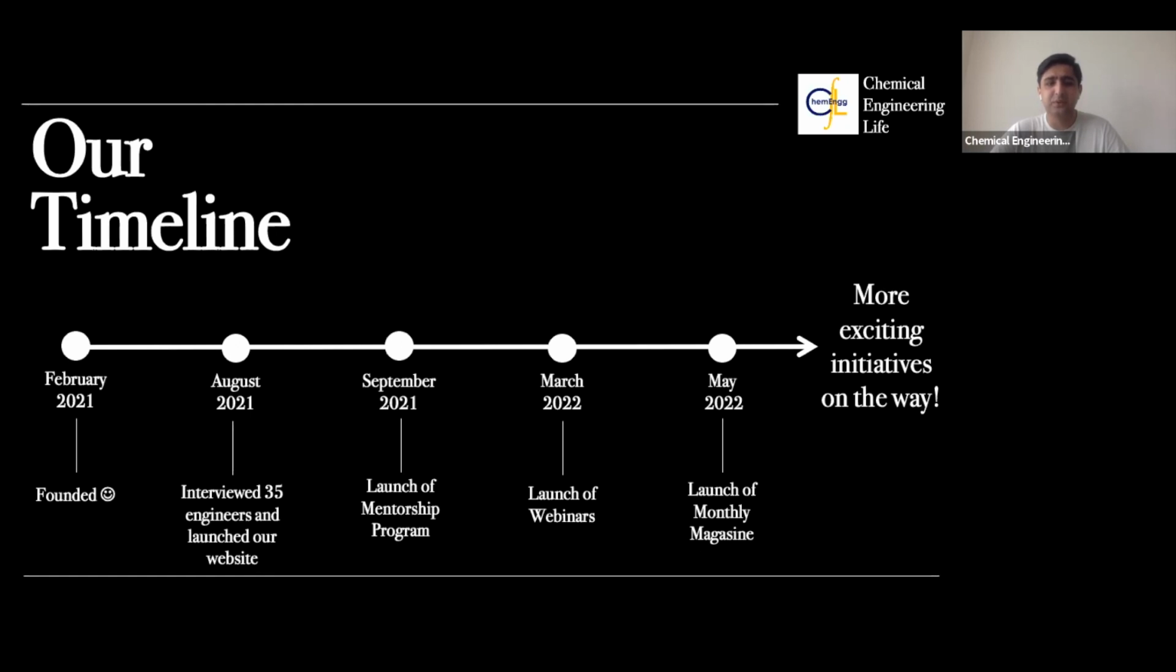By August 2021, we had interviewed around 35 different chemical engineers, and the same month we launched our website. All of the interviews can be found on our website, so feel free to visit the website and look at the interviews. In September 2021, we launched our chemical engineering mentorship program, which is specifically built for chemical engineers. All the mentors and mentees are chemical engineers from different countries. And I will get more into that in the next slide.